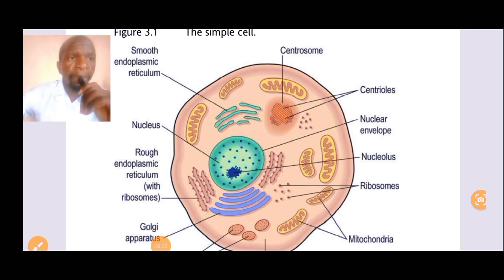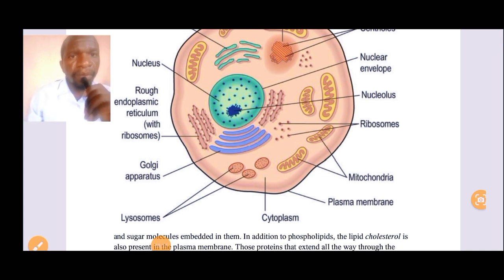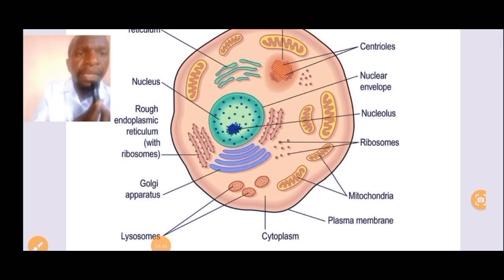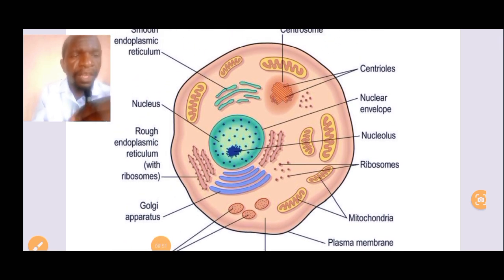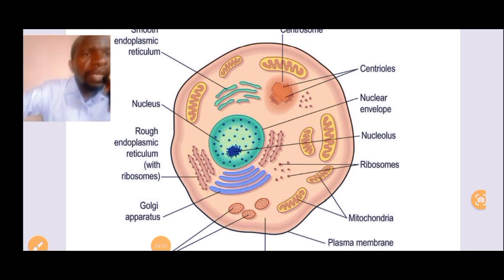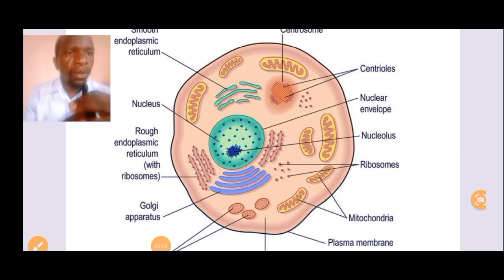We have the centrosome, we have the centrioles, we have the smooth endoplasmic reticulum. We also have the rough endoplasmic reticulum, and the ribosomes. We also have the Golgi apparatus. We have the cytoplasm, and all these organelles are right in the cytoplasm. The plasma membrane forms the boundary of the human cell. We have the mitochondria, the ribosomes, the nucleus, and the nuclear envelope. We also have all these other parts.